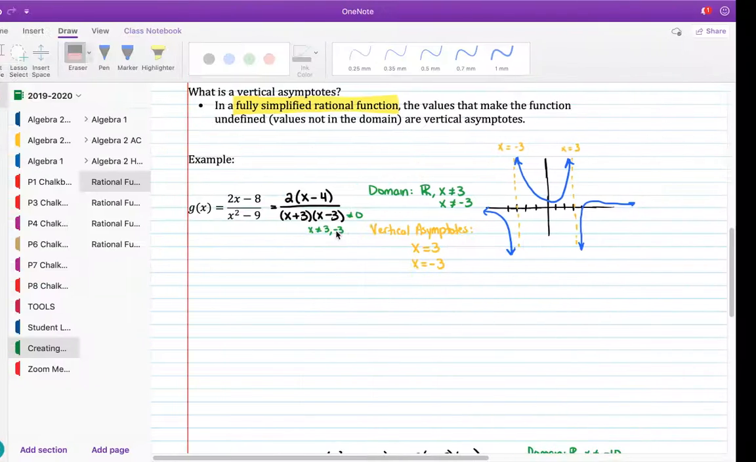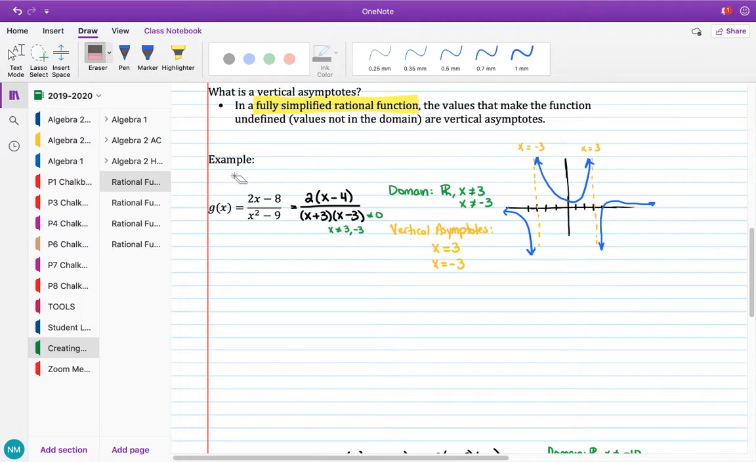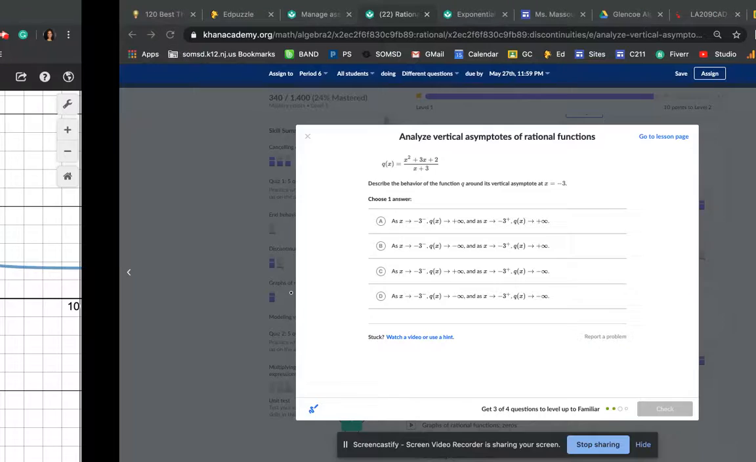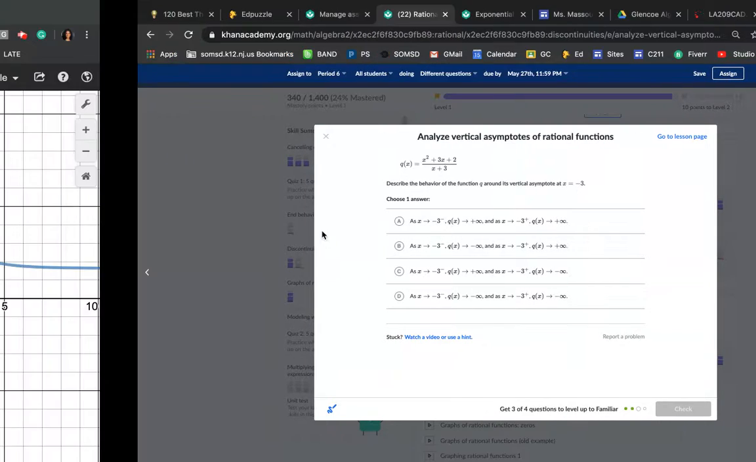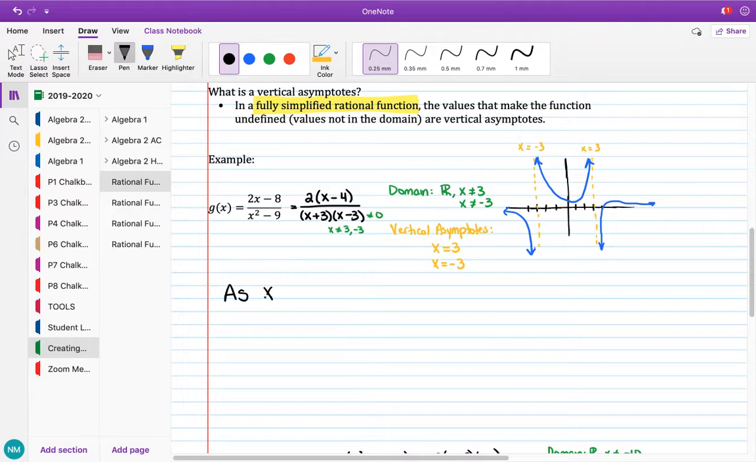So I'm going to just explain really quickly what that means. For this function, which we already spoke about, we know we have a vertical asymptote at 3 and -3. So it's asking, and we did end behavior, so it's very similar. As x approaches -3, q of x approaches what? So as x approaches, let's do +3.